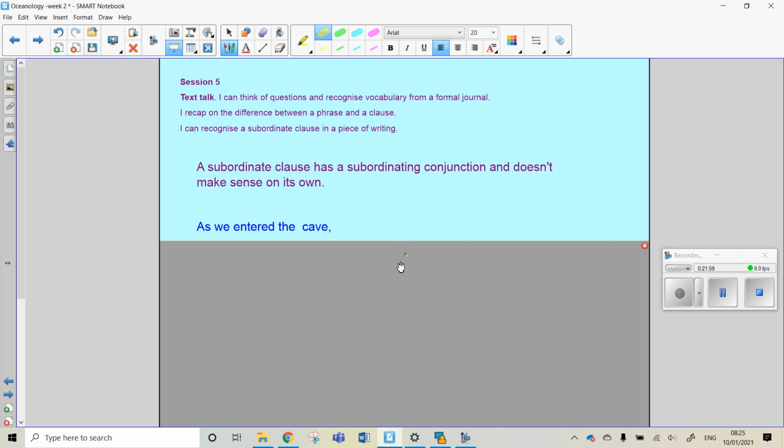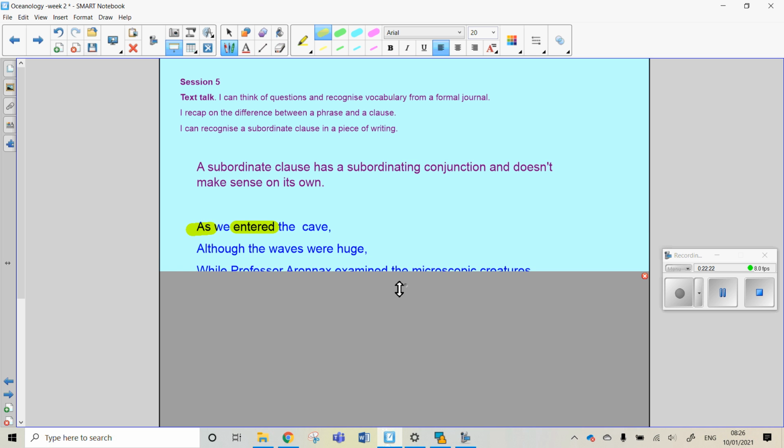Now, before we do that, we've got some examples here. As we entered the cave. This is an example of a subordinate clause because we've got the subordinating conjunction as, we have the verb entered, and it doesn't make sense on its own. It doesn't finish. We want to have something extra to that clause for it to make sense. The next one, although the waves were huge. We have the subordinating conjunction here, although, the verb, slightly more difficult to spot, were, and again, it doesn't make sense on its own.